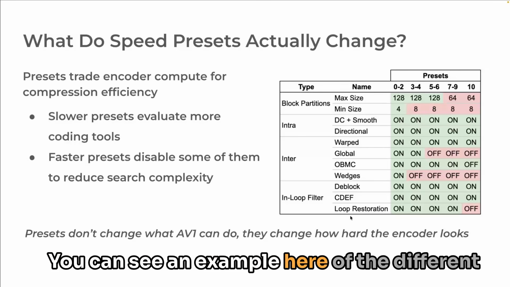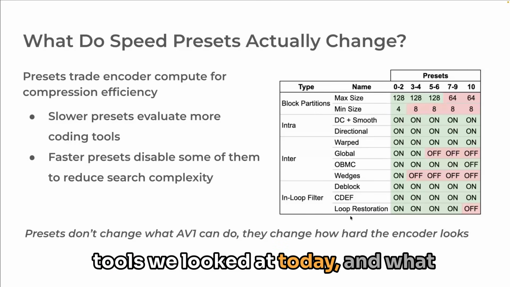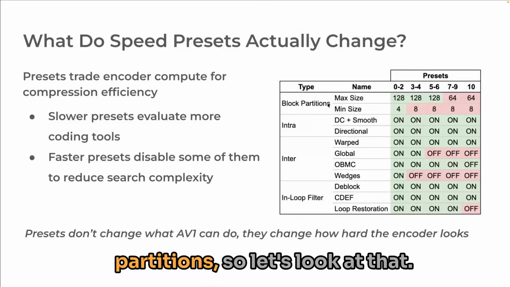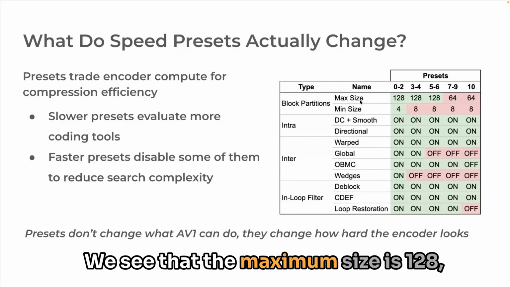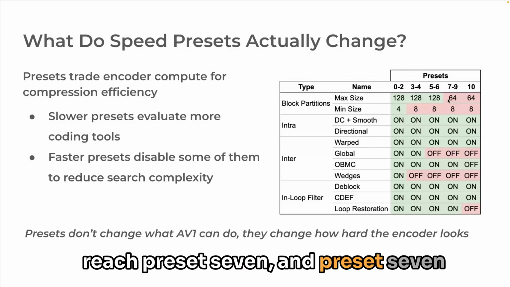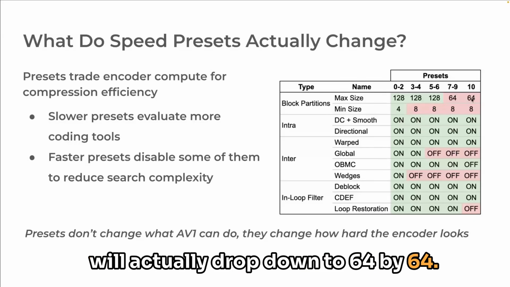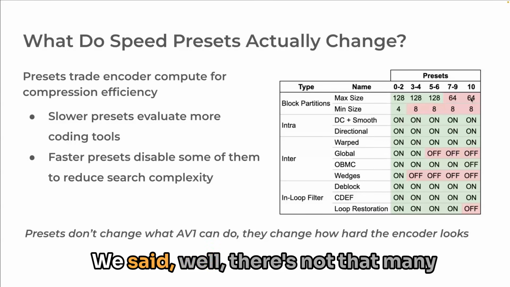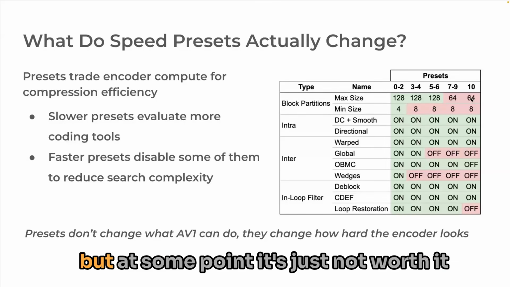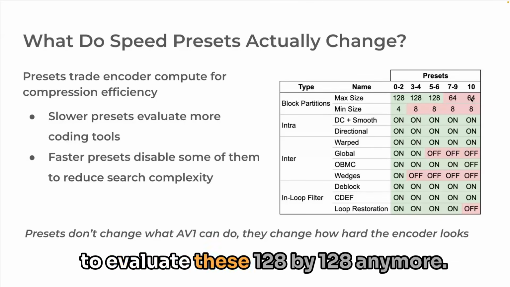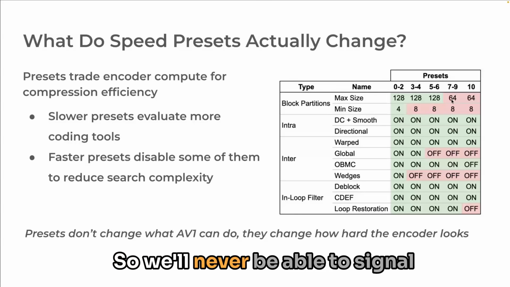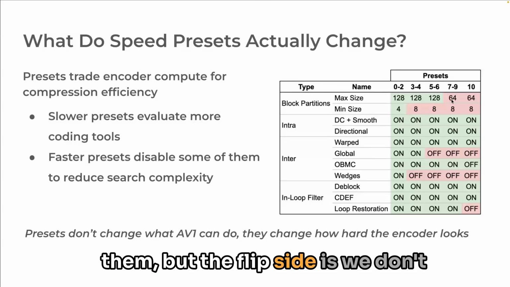You can see an example here of the different tools we looked at today and which speed presets enable or disable them. We started today with block partitions, so let's look at that. We see that the maximum size is 128, and that holds all the way until preset 7. Preset 7 will actually drop down to 64 by 64. We talked about why that is: AV1 doesn't have these bigger transforms, so there's a small gain there, but at some point it's just not worth it to evaluate 128 by 128 anymore. At speed 7, we just stop at 64 and pretend they don't exist. So we'll never be able to signal them, but the flip side is we don't need to search them.